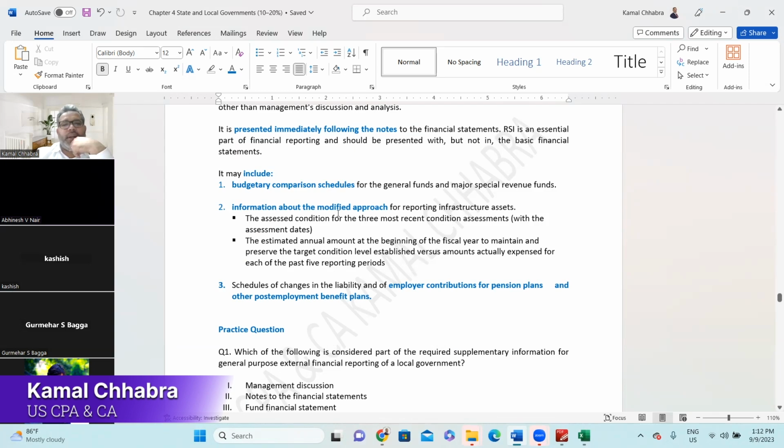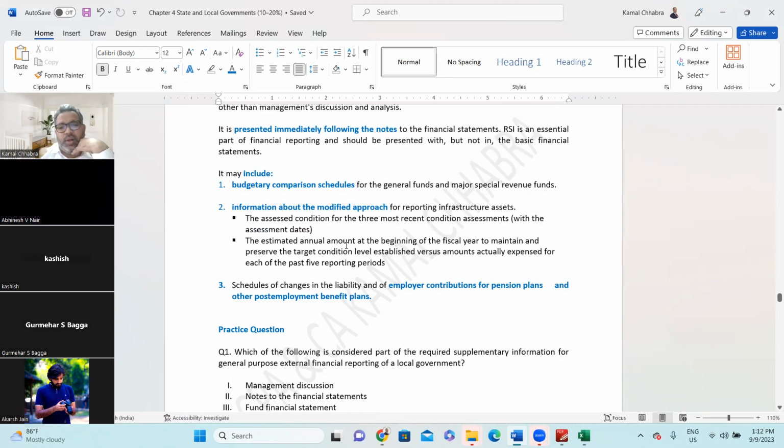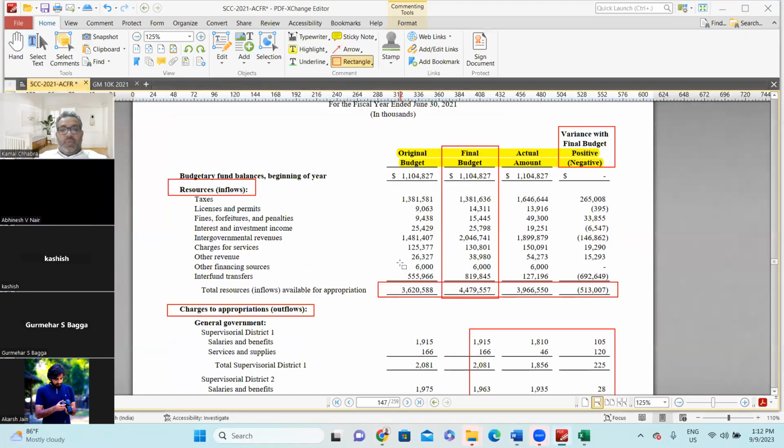information about the modified approach for reporting infrastructure assets. So what is the modified approach for reporting infrastructure assets? The assessed condition for the three most recent condition assessments with the assessment dates, and the estimated annual amount at the beginning of the fiscal year to maintain and preserve the target condition level established, versus the amount actually expensed, for each of the five reporting periods. So what additional information do we need to provide over and above the budget one?